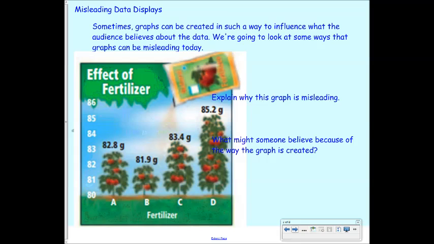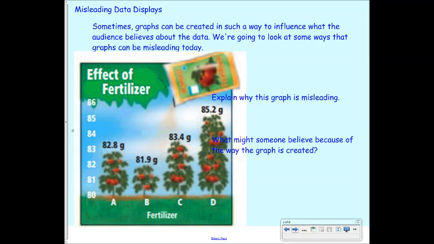So if I looked at this graph, I would say I am definitely going to buy fertilizer D because the tomatoes on that plant were 85.2 grams. And that looks like a lot better than fertilizer B. But how much did the tomatoes weigh in fertilizer B? 81.9, roughly 82 grams, right? So really, how much better is that? Like 3 grams, which in terms of a tomato, is that really that much? Picture 3 grams as like 8 pieces of oatmeal. Does that weigh very much? No, not very much. But if I look at this graph, it looks like this one is way better, right?